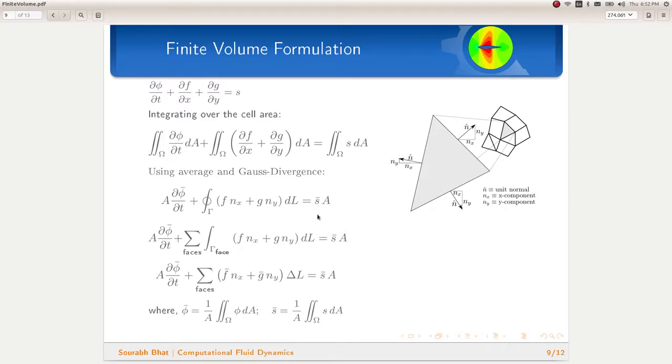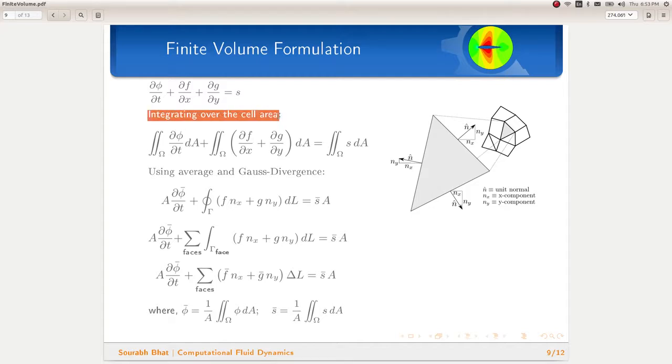To derive the finite volume formulation, let us consider this partial differential equation, which is a representative for a general governing equation. This unsteady two-dimensional equation may represent the governing equation for fluid flows, magnetohydrodynamics, shallow water equations, or some other type of physical phenomena. Depending on the governing equation that you are planning to solve, this phi, f, g and s can be scalars or vectors.